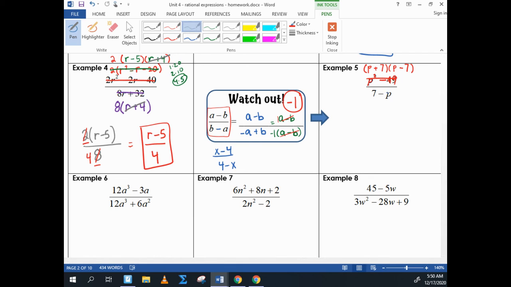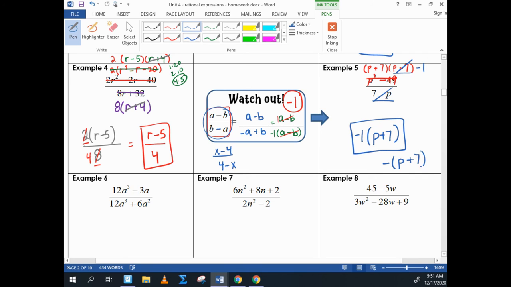Now remember, these are in different orders. I've got a p minus 7 up here, and I've got a 7 minus p down here. It's just like x minus 4, 4 minus x. Same type of thing. Remember, instead of dividing to 1, this time they divide to negative 1. So your answer here, we usually write our monomials first, is negative 1 times p plus 7. If you drop the 1, you're okay too. You could just write the negative and then p plus 7 right there. And that is a fantastic answer as well.